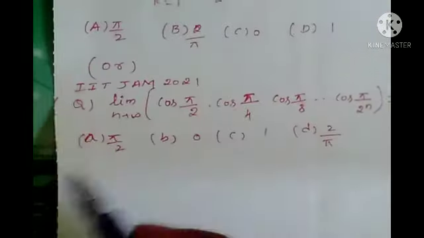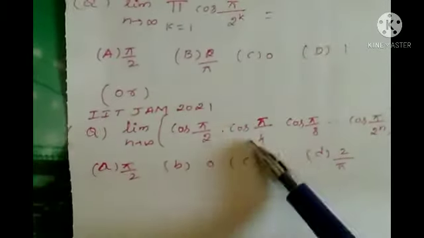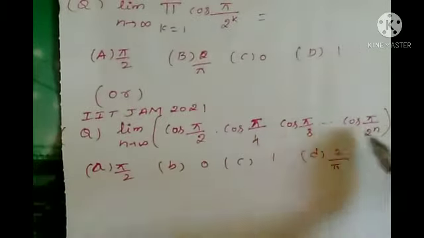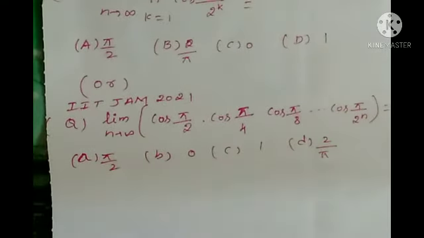IIT JAM 2021 also asked the same question. Limit n tends to infinity of cos pi by 2, cos pi by 4, cos pi by 8 and so on, cos pi by 2 power n. They also gave four options. I am giving a simple trick to solve this problem within 5 seconds.